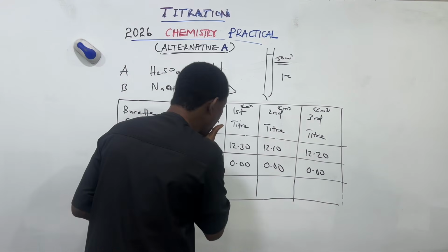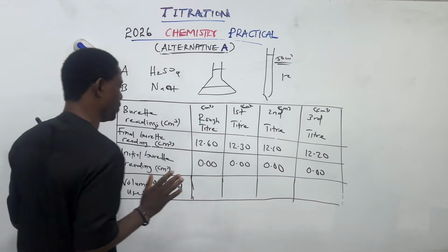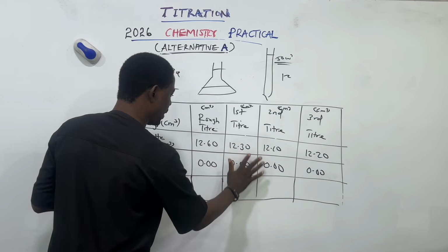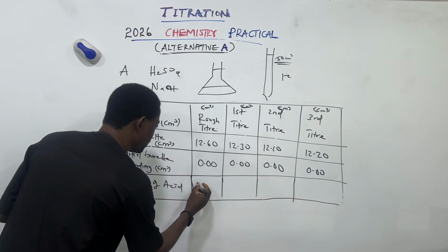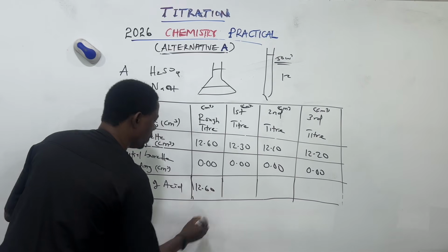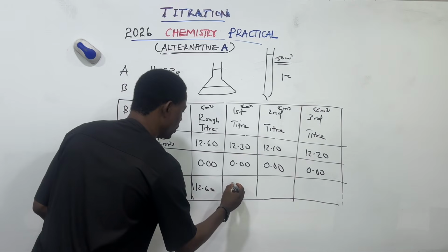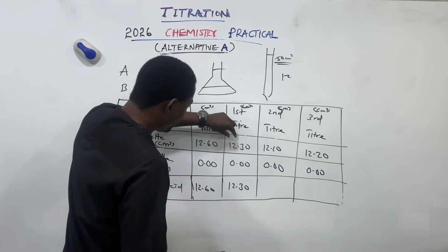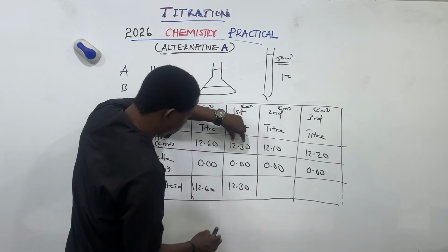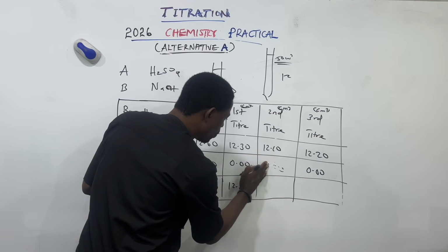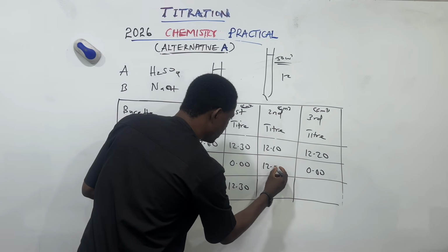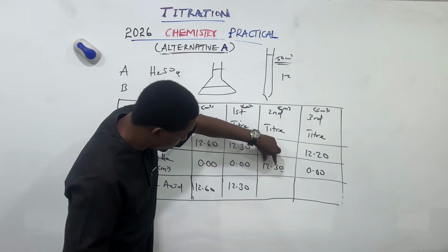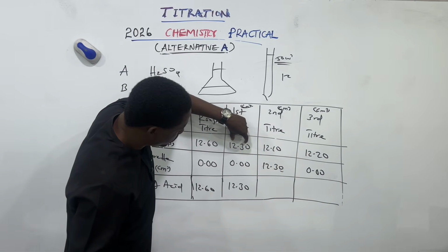Now, let's assume I don't want to top it to 0. I'm just telling you this. From here, I top it to 0. Let's subtract it: 12.60. Then this one, 12.30. If I continue from here, this one will be my 12.30. That means I continue from this.